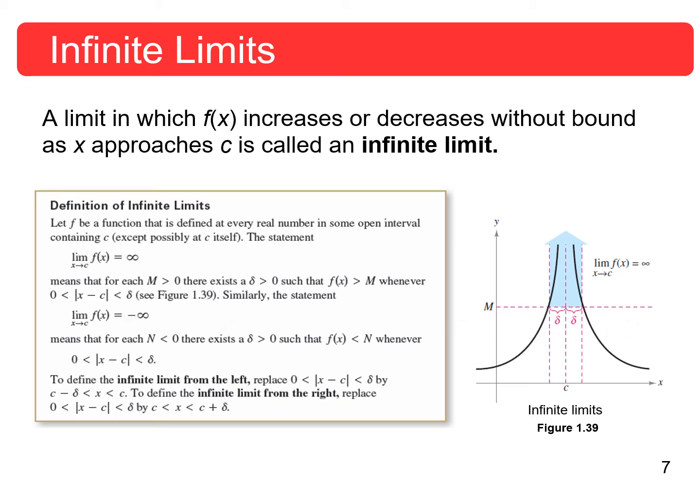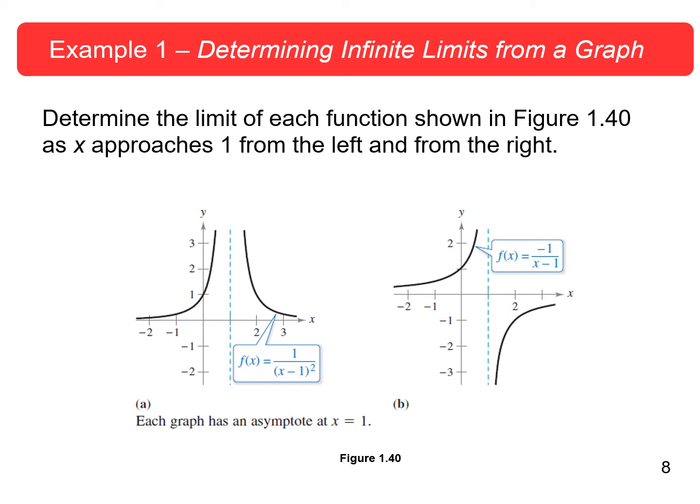And similarly, this statement, the limit of f of x as x approaches c equals -infinity, means that for each N less than 0, there exists a delta greater than 0 such that f of x is less than N whenever this absolute value expression is less than delta. Now let's consider the following graphs here and determine the limit of each function as x approaches 1 from the left and from the right.